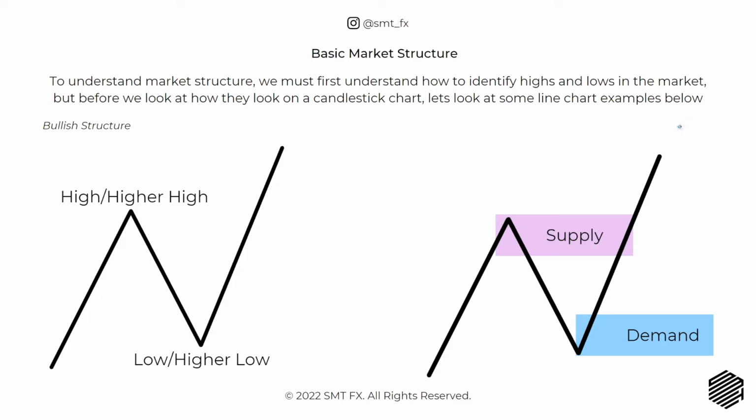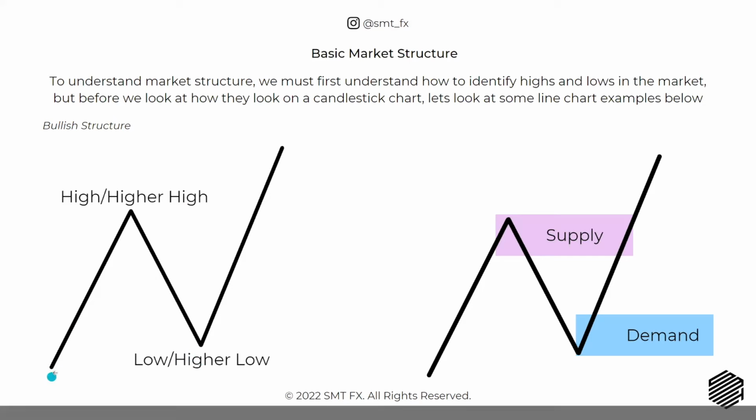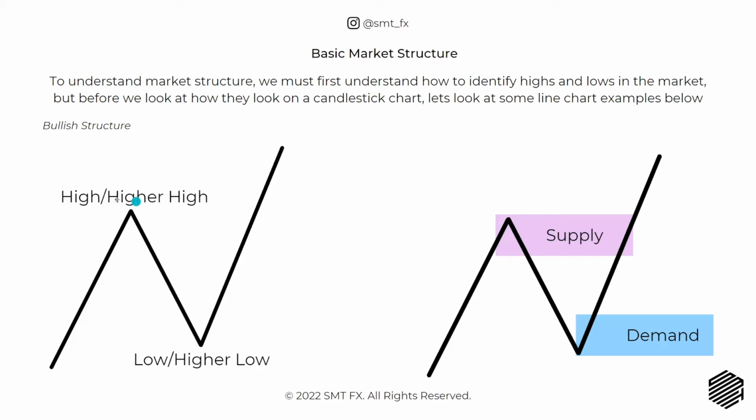So to start with, basic market structure. To understand market structure, we must first understand how to identify highs and lows in the markets. Before we look at some chart examples, we'll cover these two basic pictures here. First off, on the left, we've got an uptrend where we've got a higher high being formed, and then a pullback, and we've now had a low formed, and this low is our higher low. This low is higher than the previous low to the left, and as we can see, price starts pushing to the upside. So this is where we can identify our high or higher high and our low or higher low.